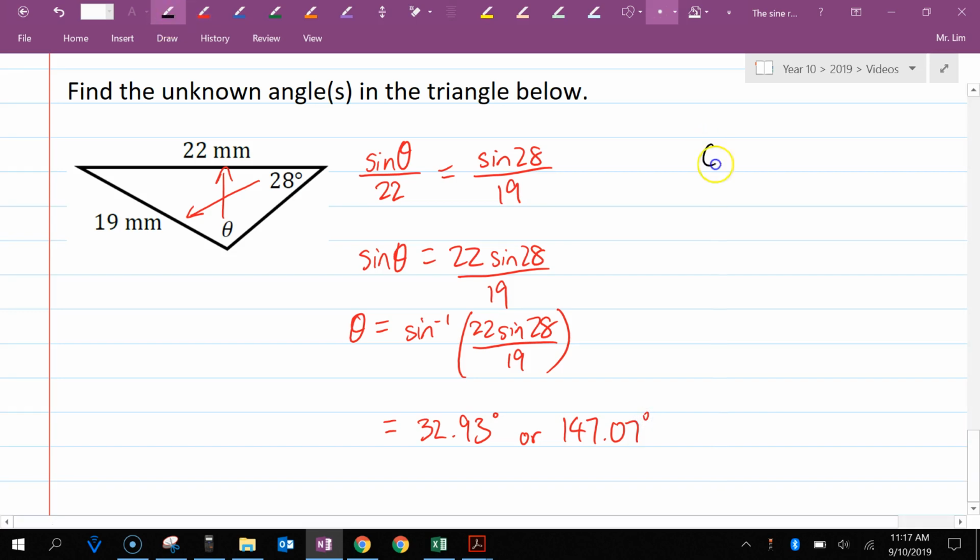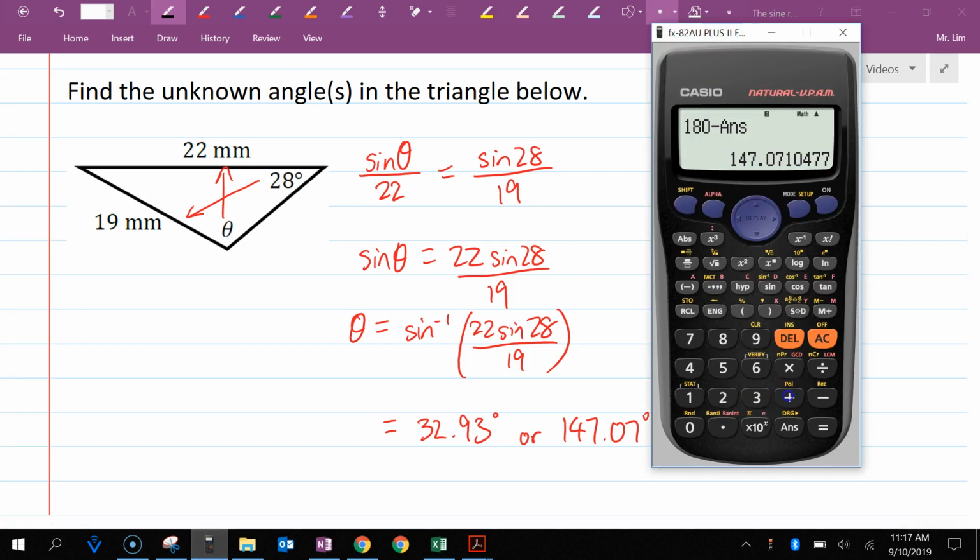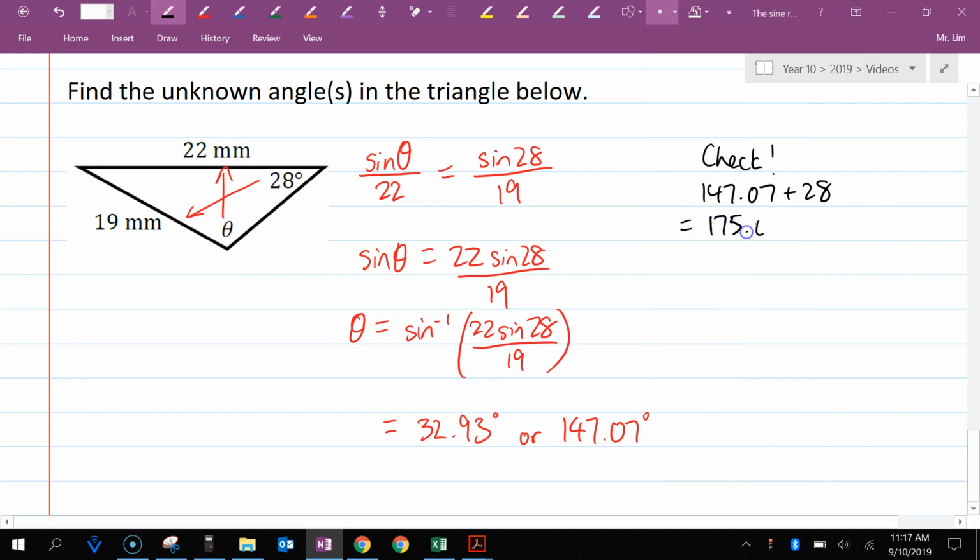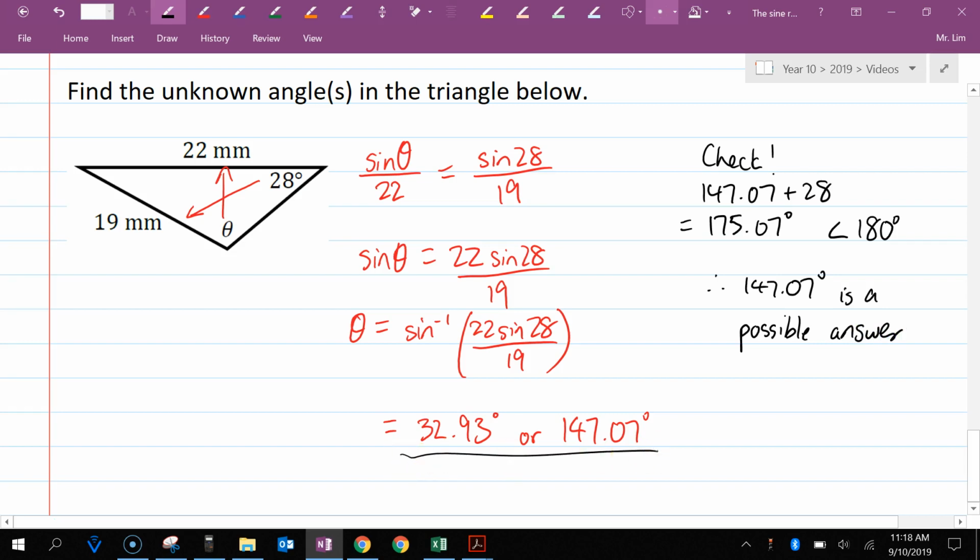But we need to check. What is 147.07 plus 28? 175.07, which is less than 180 degrees. Therefore, it's possible. Therefore, 147.07 degrees is a possible answer. So we leave them here. We don't cross anything out.